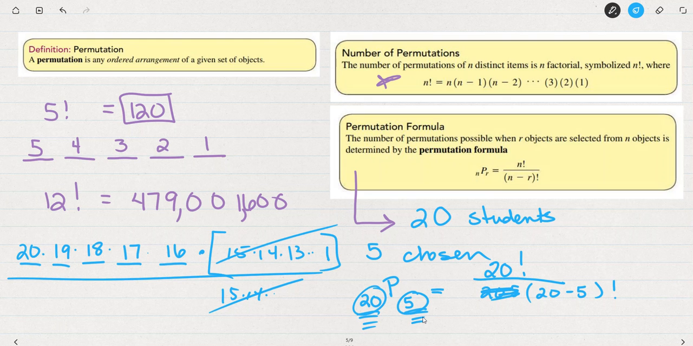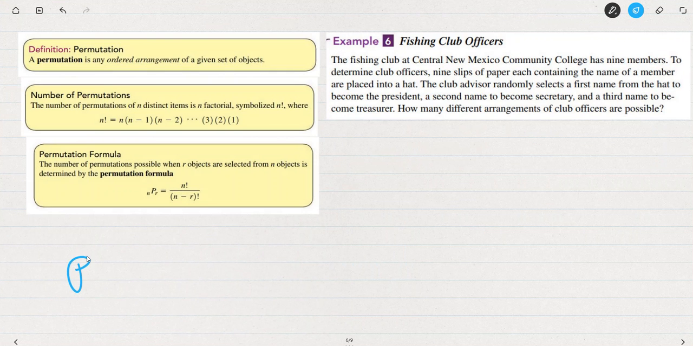So if we put this on our calculator, 20 times 19 times 18 times 17 times 16, you could calculate the result this way. You could also use your scientific calculator with that PRB button and find the permutation function there.